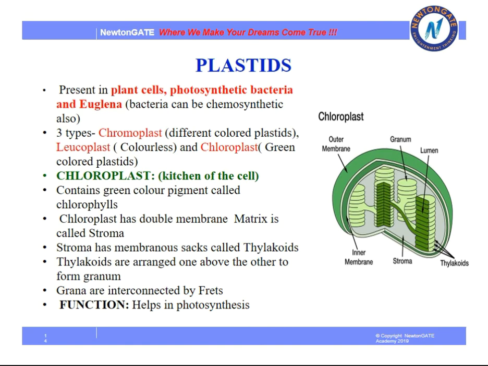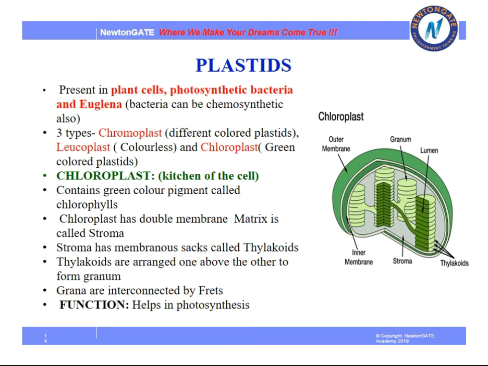Plastids are present in all plant cells, photosynthetic bacteria, and eukaryotes. There are three types of plastids. One is chromoplast, that is the differently colored plastid, leucoplast, colorless, and the chloroplast, that is the green colored plastid.